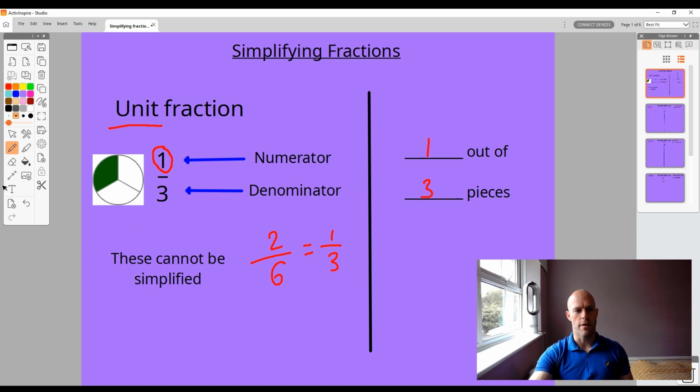Once you've got to a unit fraction, if you can get to a unit fraction, it's not always possible, they can't be simplified any further. So just so you know, that's the aim. And just to remind everybody that the number on top of a fraction is known as the numerator, and the number on the bottom of the fraction is the denominator.